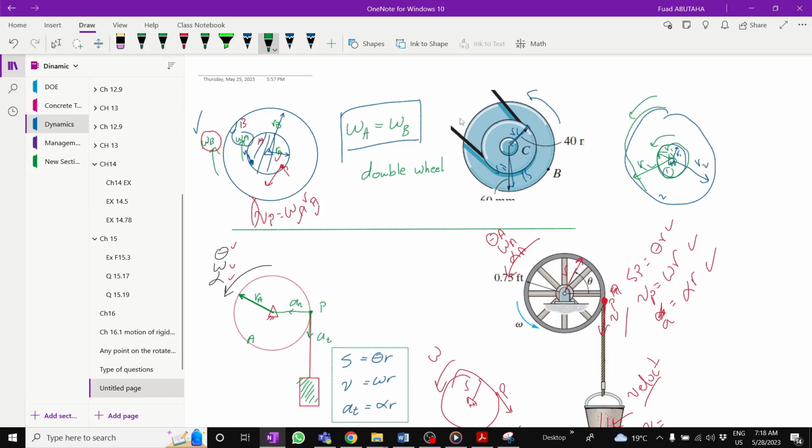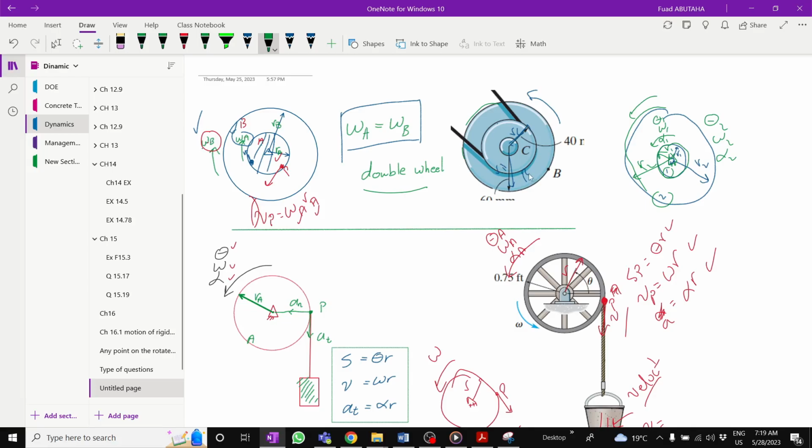This one will have theta 1, omega 1, and alpha 1. And for the big one, 2, it will have theta 2, omega 2, and alpha 2. We will have a radius for 1 and a radius for 2. So how are these connected, what is the relationship? He says that omega of A is equal to omega of B. The angular velocity of A, the big one, will be the same as the angular velocity of this small one. So it is a double wheel. We call it a double wheel.